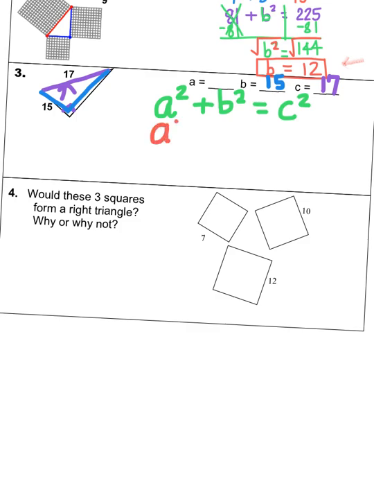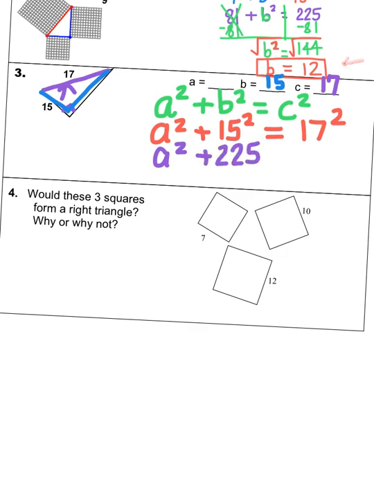That's our relationship. Now we substitute what we know and solve for what we don't know. Well, I decided that I'm going to have B as 15, so I would have A squared plus 15 squared equals, my C is 17, that would be 17 squared. Now let's simplify and solve. 15 squared is 225, and 17 squared is 289.